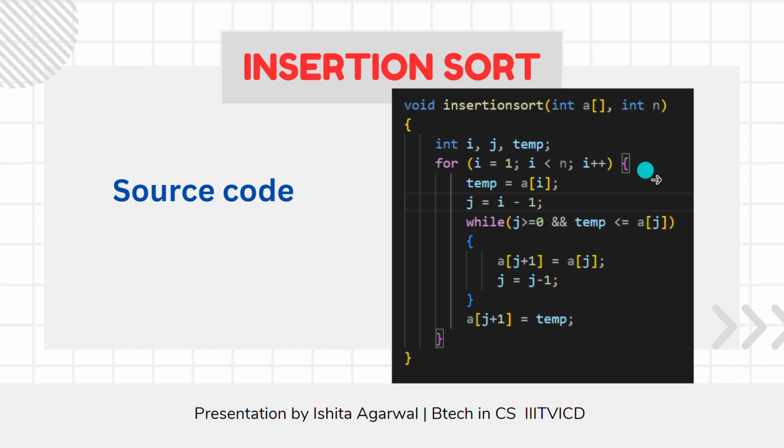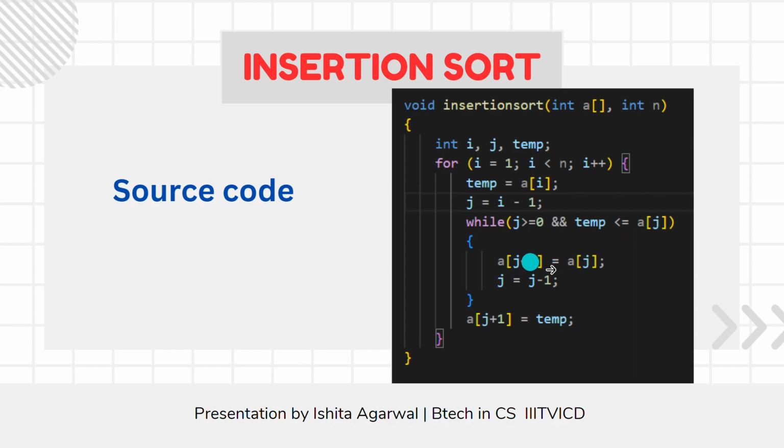So what we are doing here is storing its value in a temp variable and initializing j to i minus 1, that is j is basically used to denote the elements before i. Now for how long will this go? It will go until j is greater than or equal to 0 and the value is less than a[j]. If the value is less, then we have to shift it to the left side.